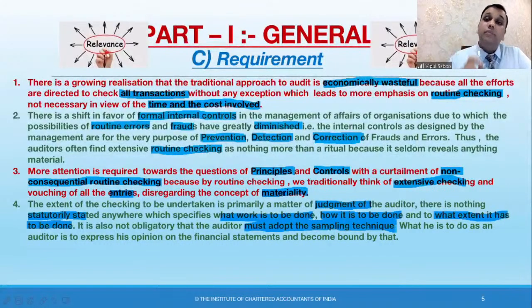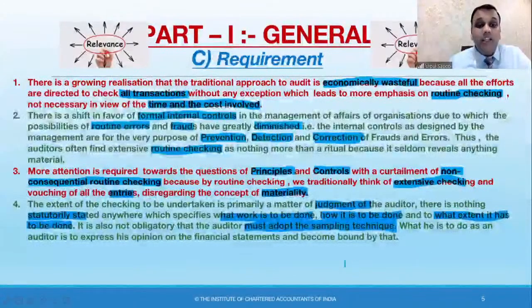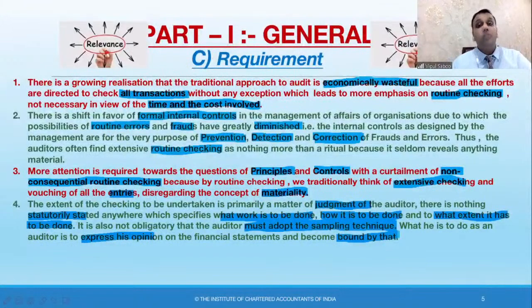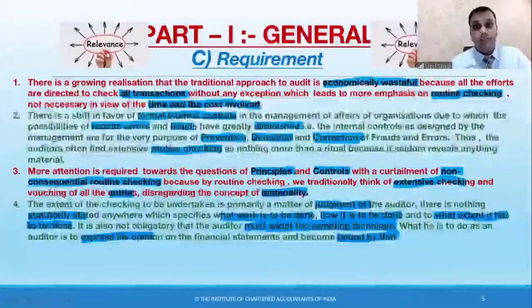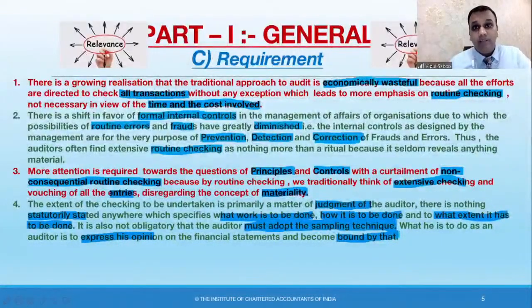What is required of him statutorily and legally is that he has to express his opinion on the financial statements. And he becomes bound by that opinion, because he has conducted the audit. Whether he checked 100% of the transactions, 80%, 90%, 70, 10, 20 is completely upon the auditor. He can use sampling to any level, keeping in mind the risks associated with using this technique and the resulting effects.